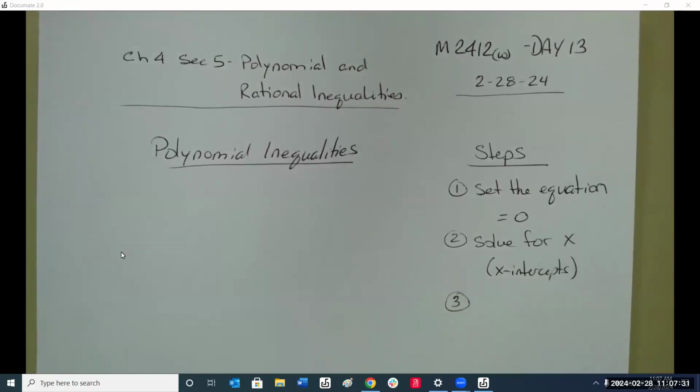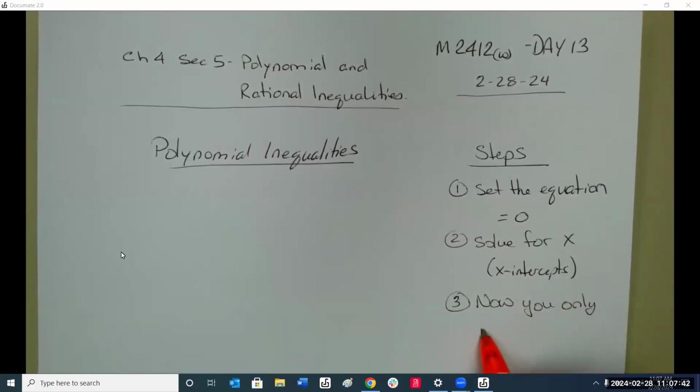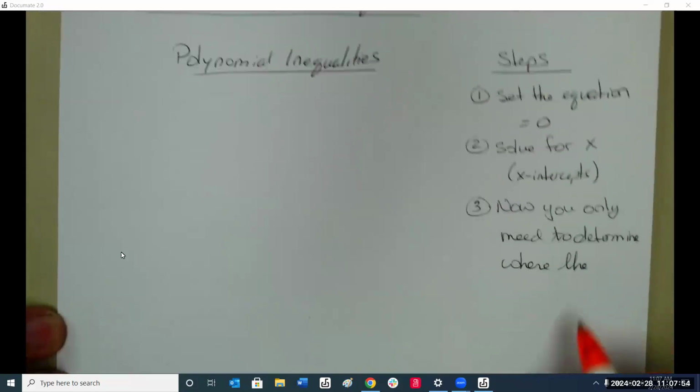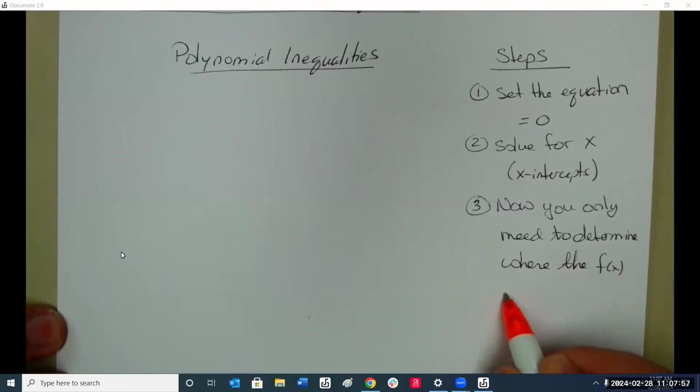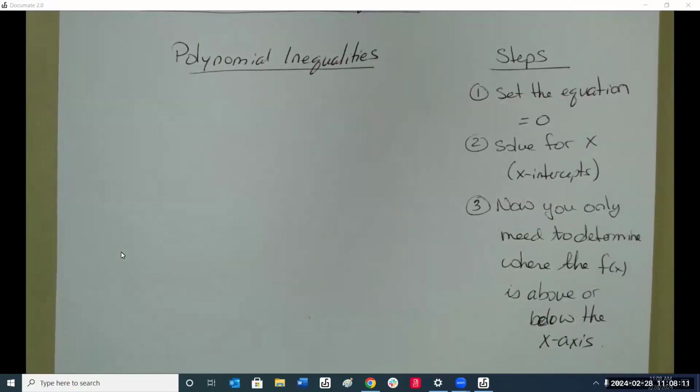And the reason we set the equation equal to 0 is because, since we're dealing with inequalities, you only need to determine where the function is above or below the x-axis. That's all we're looking for.